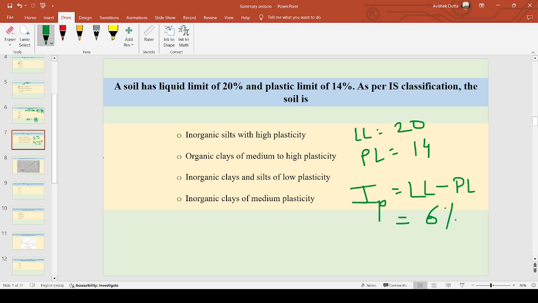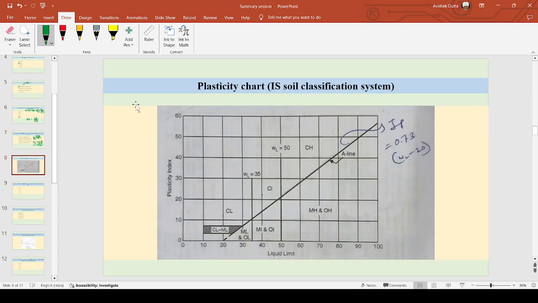So as per this graph, what do we need? We need liquid limit and we need plasticity index. So we have liquid limit of 20 and the plasticity index of 6%. 20 is also in percentage, 14% is the 6%. So we can now plot 20 and 6. 20 is the liquid limit, is this line, and 6 is this one.